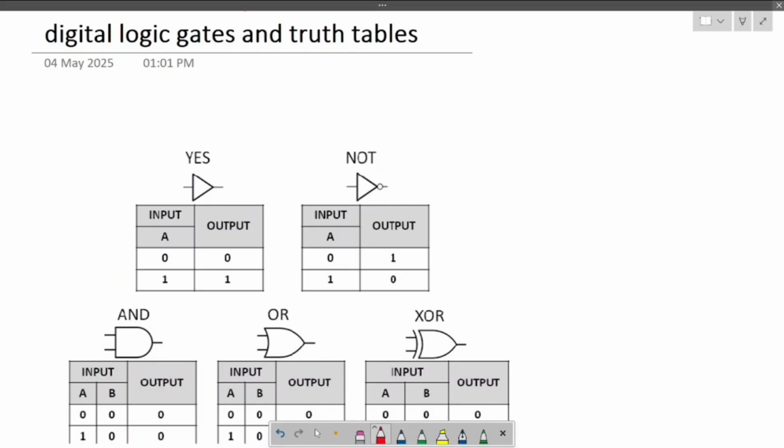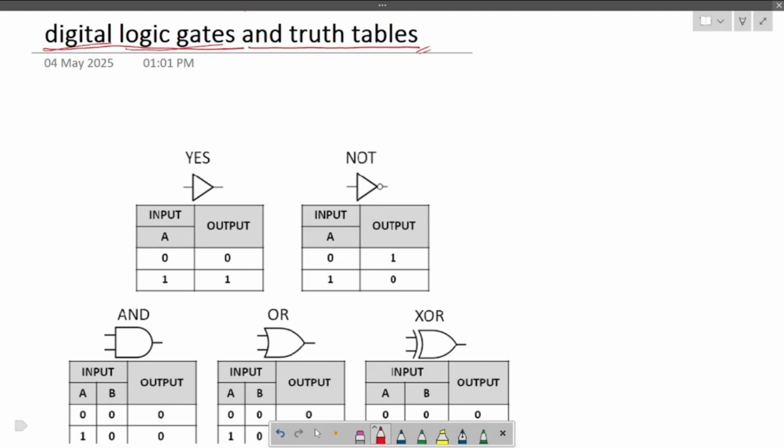In this video, we are going to discuss logic gates and truth tables. Always remember one thing: digital means it deals with only binary numbers. Binary numbers are 0 and 1 only. Logic gates are the symbols you are seeing, and truth tables are the tables you are seeing. I hope our title is clear to you.